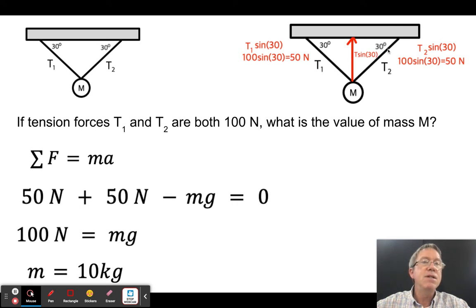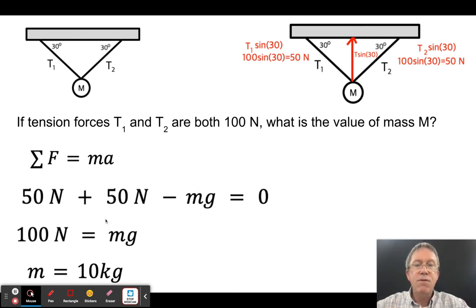And what I'll find is 100 times the sine of 30 gives me 50 newtons for this one, and 100 times the sine of 30 gives me an upward of 50 newtons from this one. So the sum of these two is 50 plus 50. So 50 plus 50 upward minus mg downwards is equal to ma, but a is 0 in this case, so it equals 0. So all I'm doing is saying sum of the forces equals ma, and since a is 0, ma is 0. So then I can just say, well, that's 100.